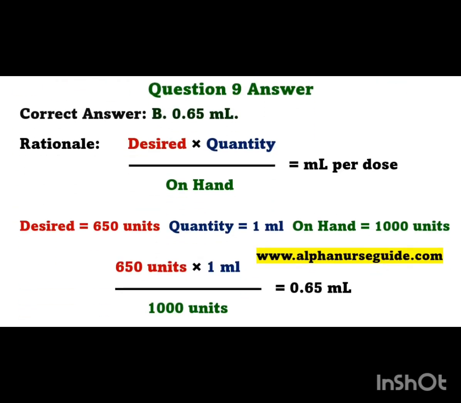The correct answer is B. 0.65 milliliters. Rationale: the formula for this question is desired times quantity over on hand equals milliliters per dose. So in this question, desired is 650 units, quantity is 1 milliliter, on hand is 1,000 units. You plug these numbers into the formula, so 650 units times 1 milliliter over 1,000 units equals 0.65 milliliters.